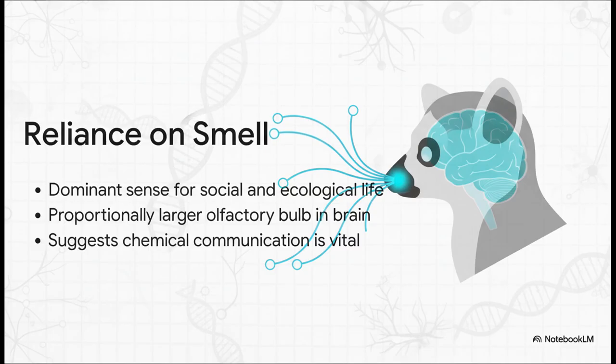You see, for us, vision is king, but for a strepsirrhine, the world is all about scent. It's so important that the part of their brain that processes smell, the olfactory bulb, is proportionally huge. This tells us that chemical communication is absolutely vital to their lives.